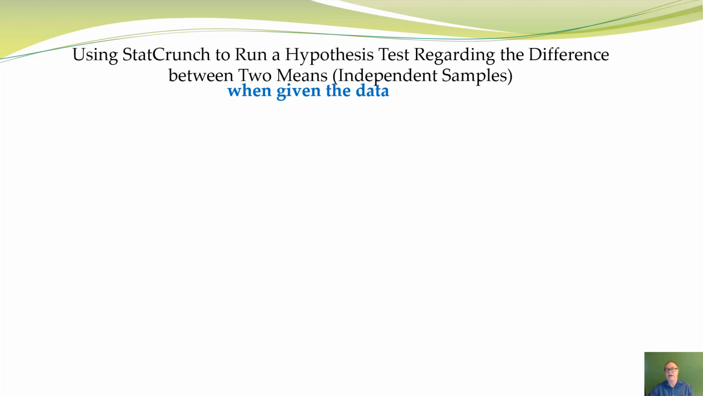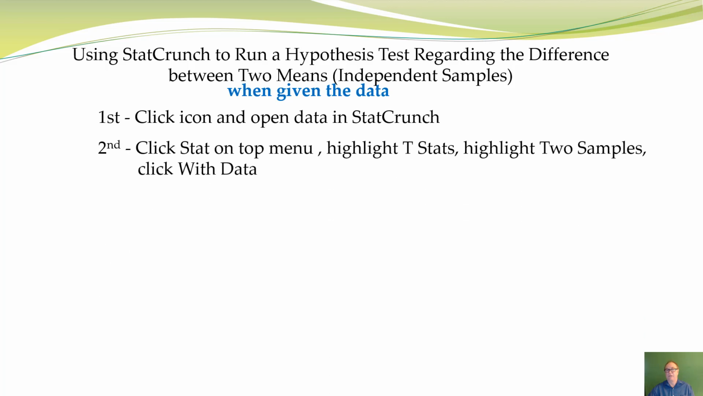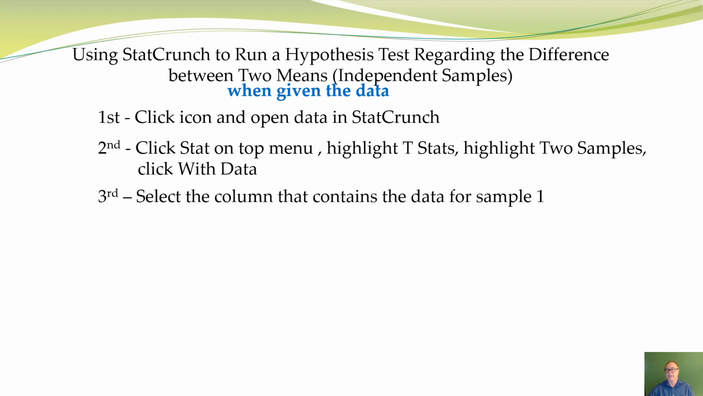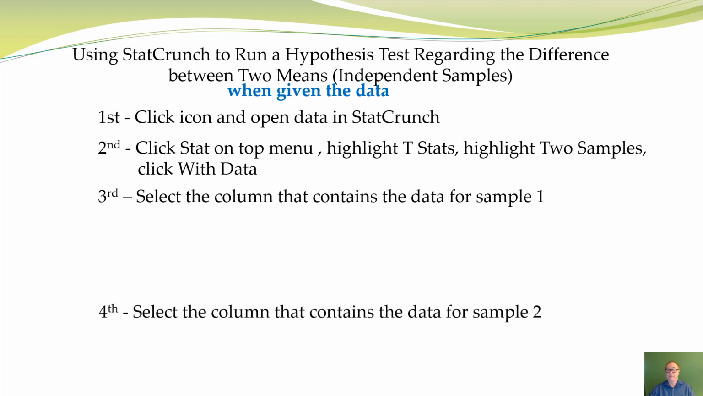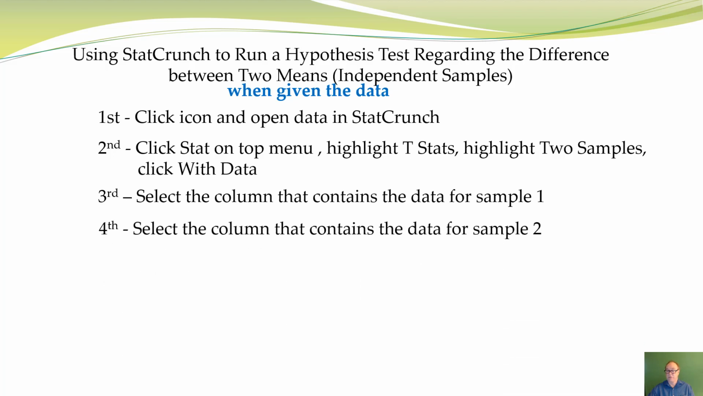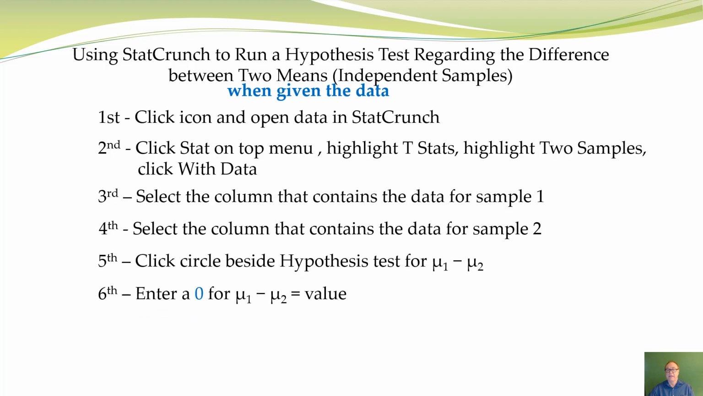All right, now using StatCrunch to run a hypothesis test regarding the difference between two means when given the data. If you're given the data, you're going to click the icon to open the data in StatCrunch. Then you're going to click Stat on the top menu, highlight T Stats, highlight Two Sample, click With Data. Select the column that contains the data for sample 1. Select the column that contains the data for sample 2. Click the circle beside Hypothesis test for mu1 minus mu2. Enter a 0 for the mu1 minus mu2 value.